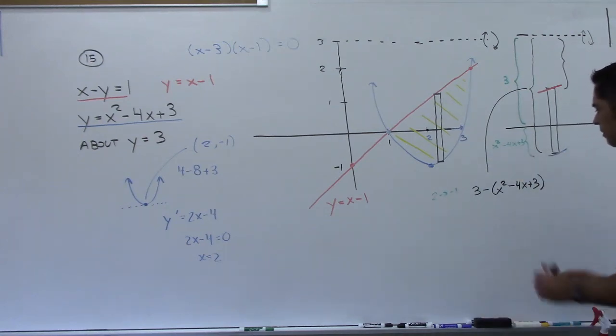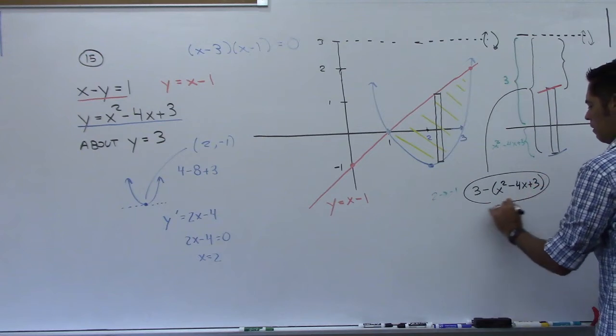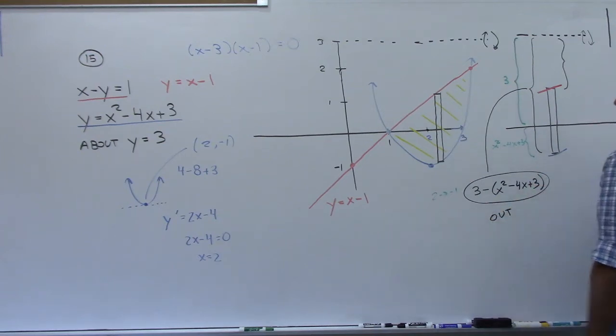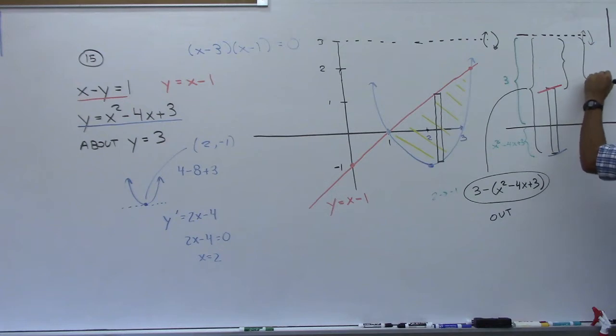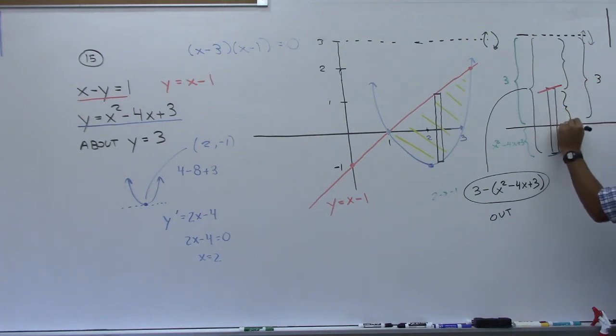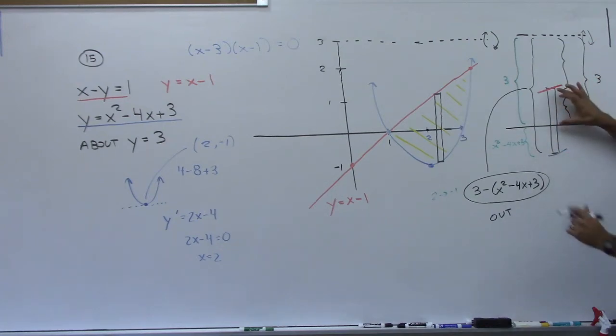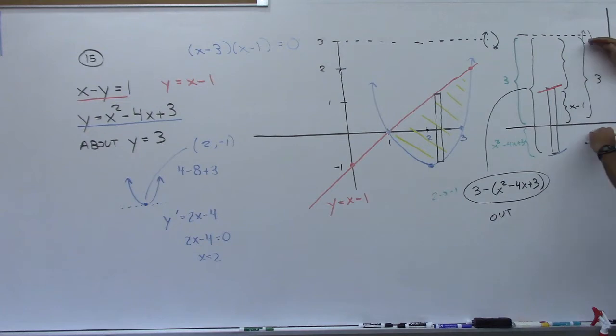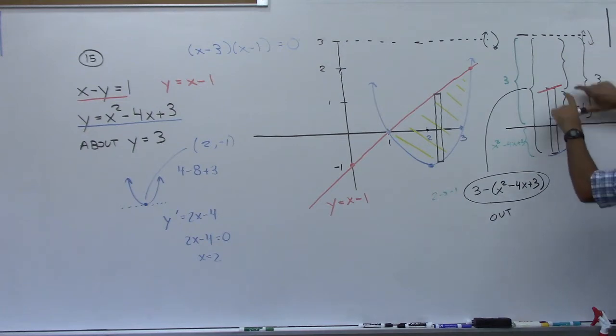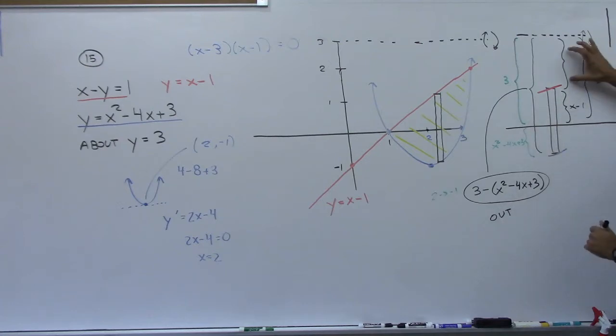All right, that's going to be the out. Now the in is a little easier. You want to know the distance from here to here. We know that the distance from here to here is always 3, and we know the distance from here to here is going to be the height of the line. The line is x minus 1. So our distance is 3, and then we want to take away this much. If we take 3 and we subtract this much, then we'll get this distance.